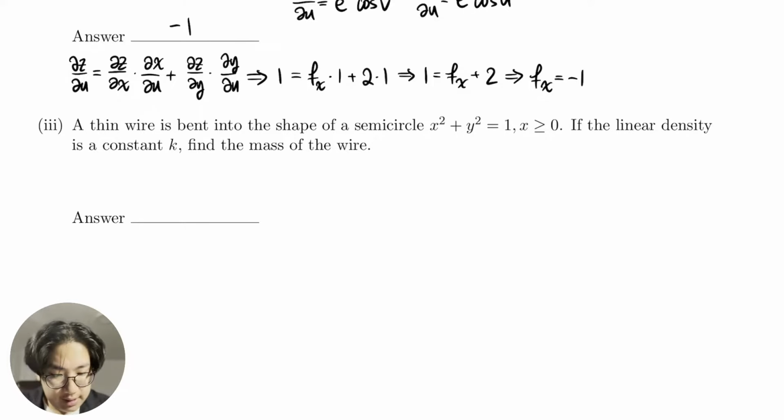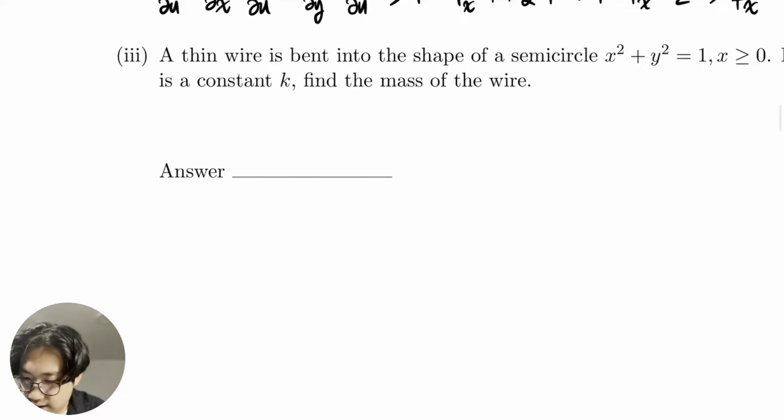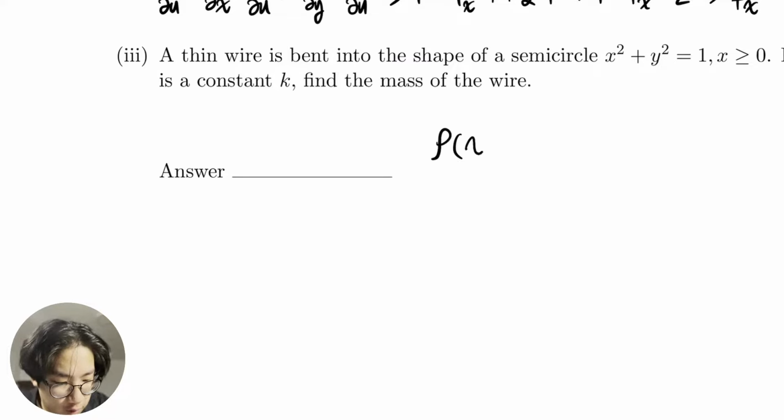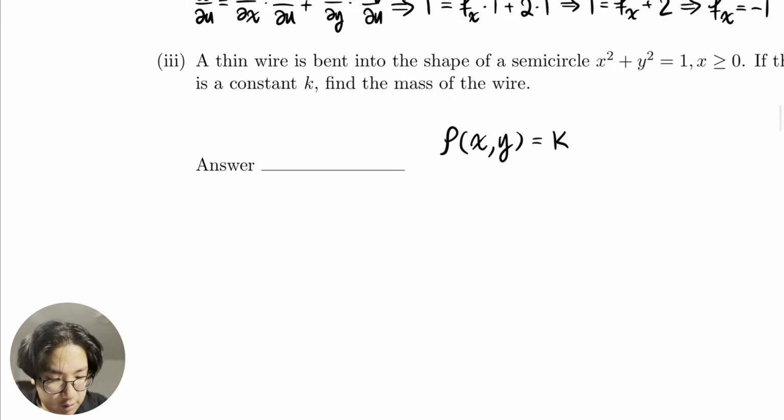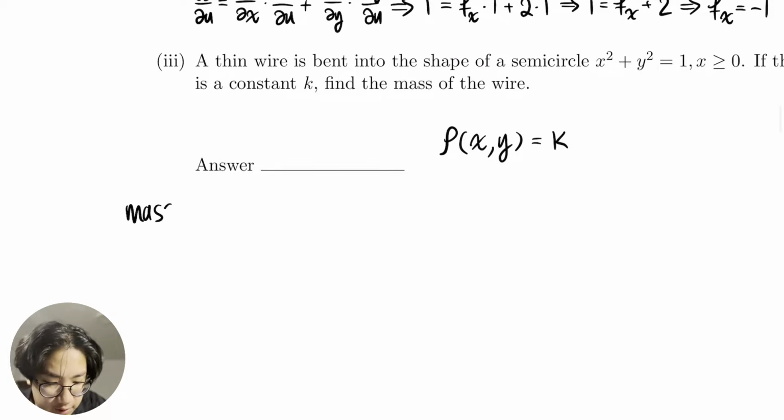Okay. So in this case, we'll write out some minor things first. First of all, our density function is rho of x, y. We know it's equal to a constant k. And then here, we'll quickly write out the mass formula over here.